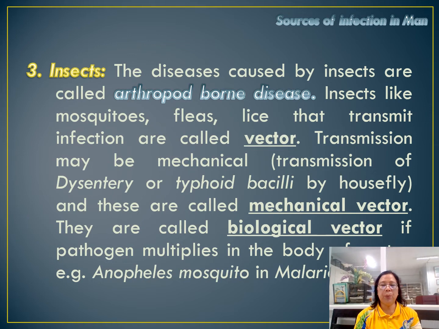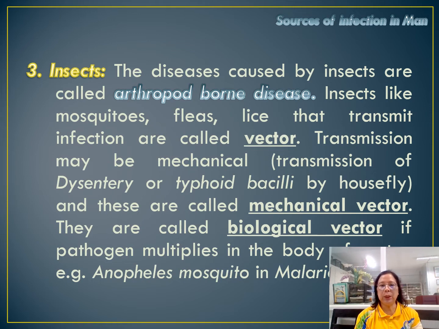But if the carrier or the mode of transmission is a non-living organism, then we call it a mechanical vector. So it is just like using dirty glasses, dirty spoons, or dirty beddings. These are what we call mechanical vectors. But if they are the animal vector, then we call them biological vector.